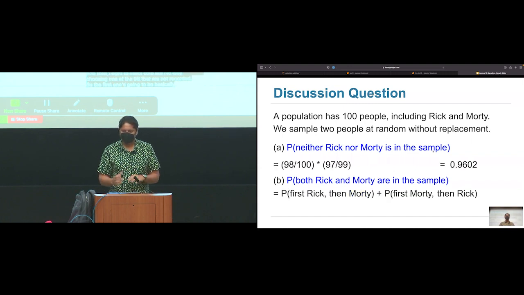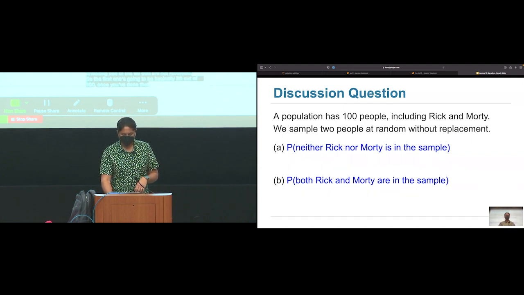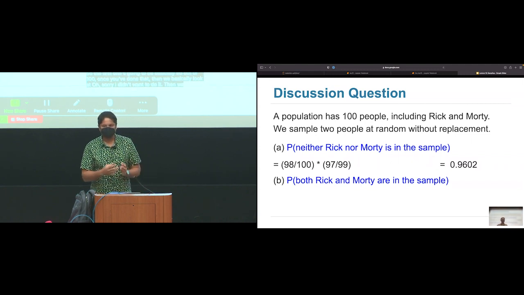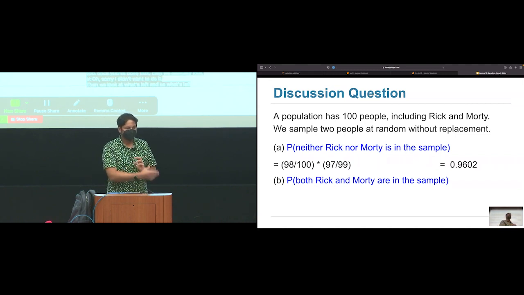Once you've done that, then we look at what's left. And what's left is 99 people now, once I've taken out one person. And then again, I don't want to get those two people. So it needs to be one of the other 97 that I need to draw. And so the second one becomes 97 out of 99. So that's how we do it in steps.